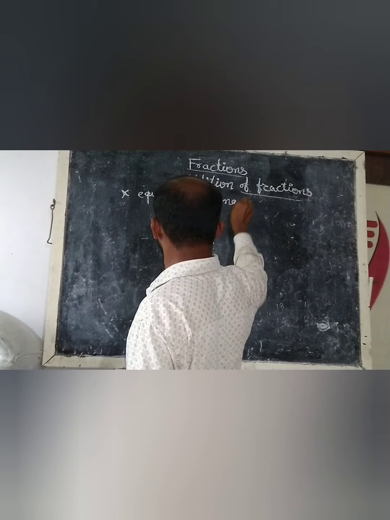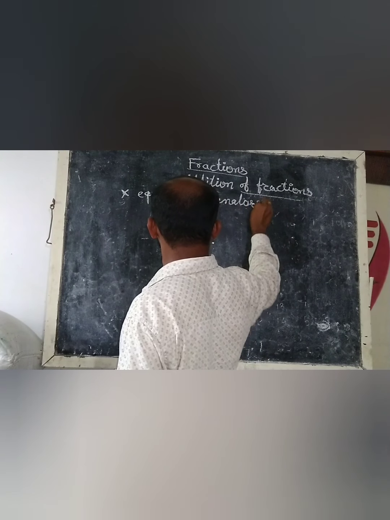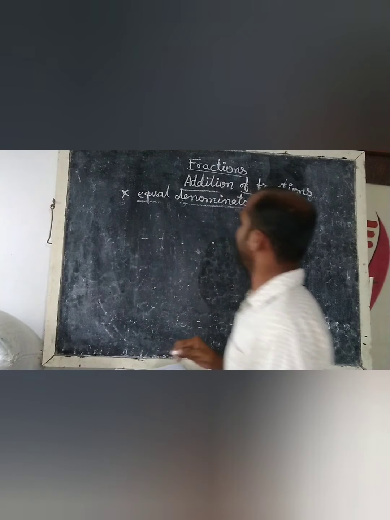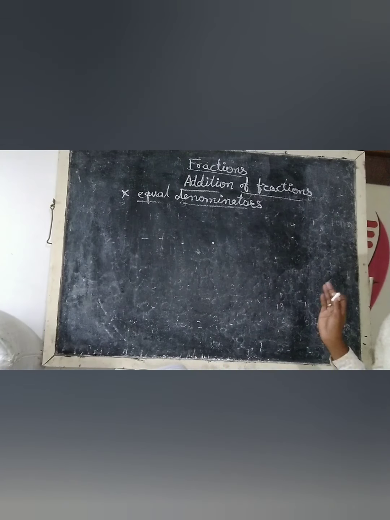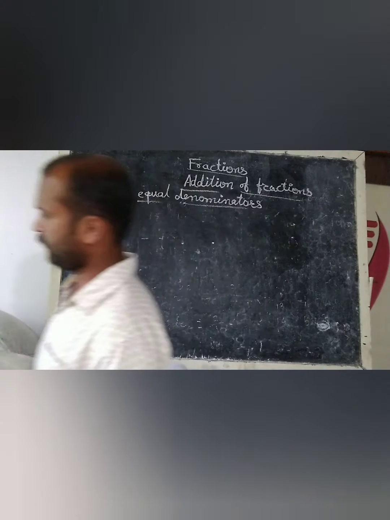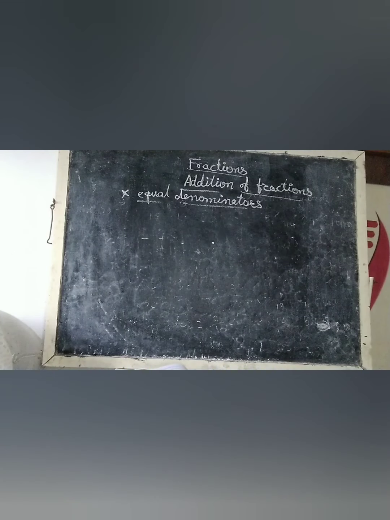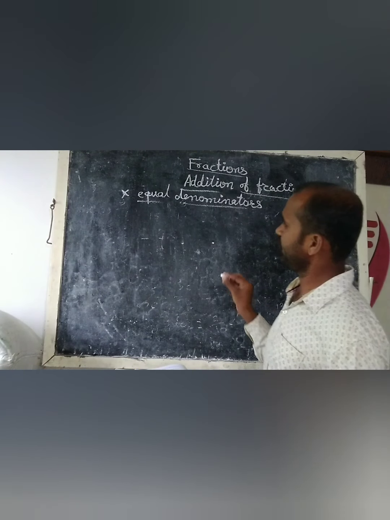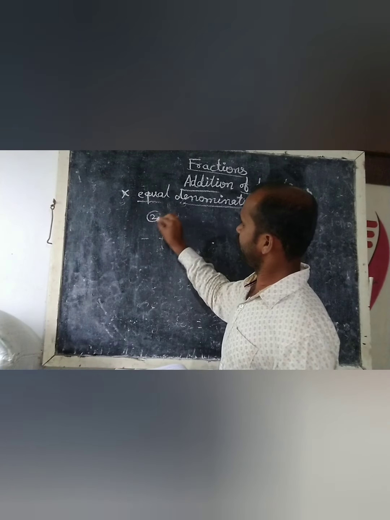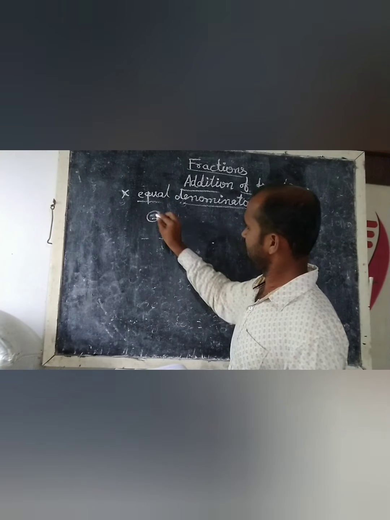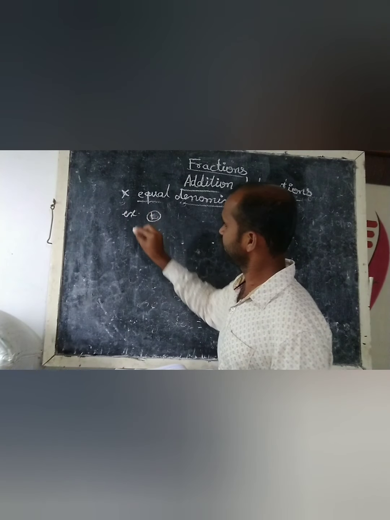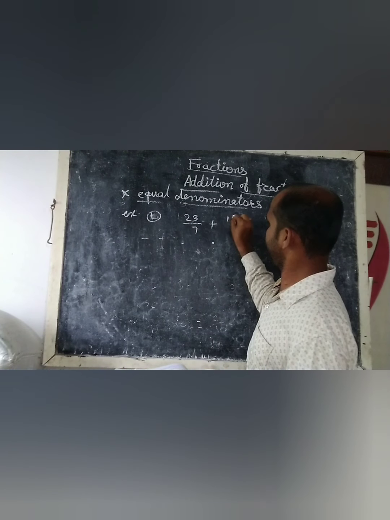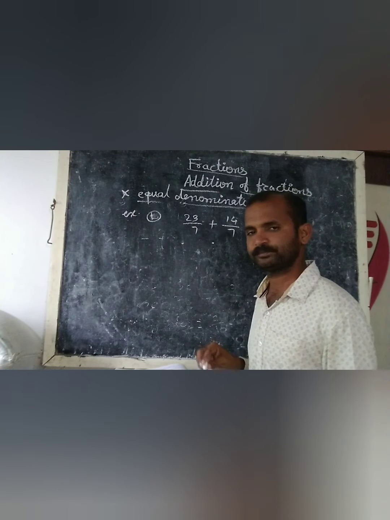Addition of fractions with equal denominators, whether it has two fractions or three or more, doesn't matter. So take any two fractions. Example 1: 23 upon 7 plus 14 upon 7.